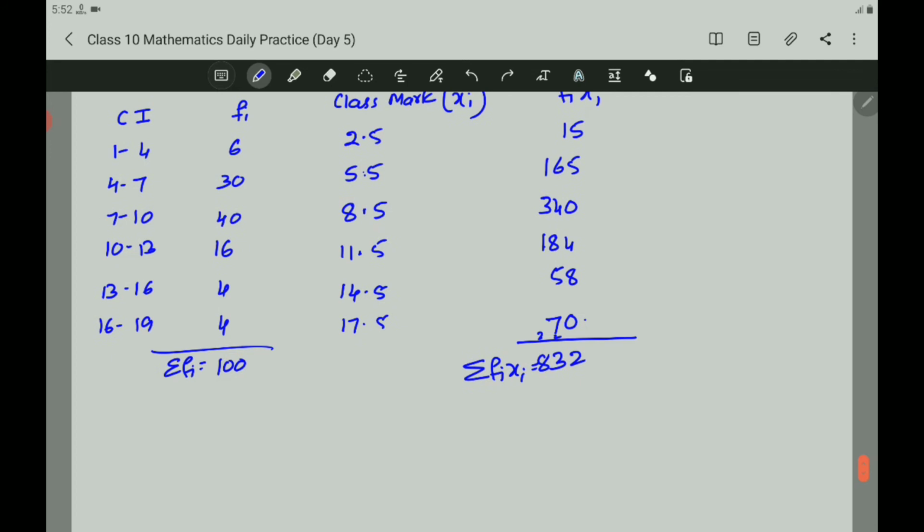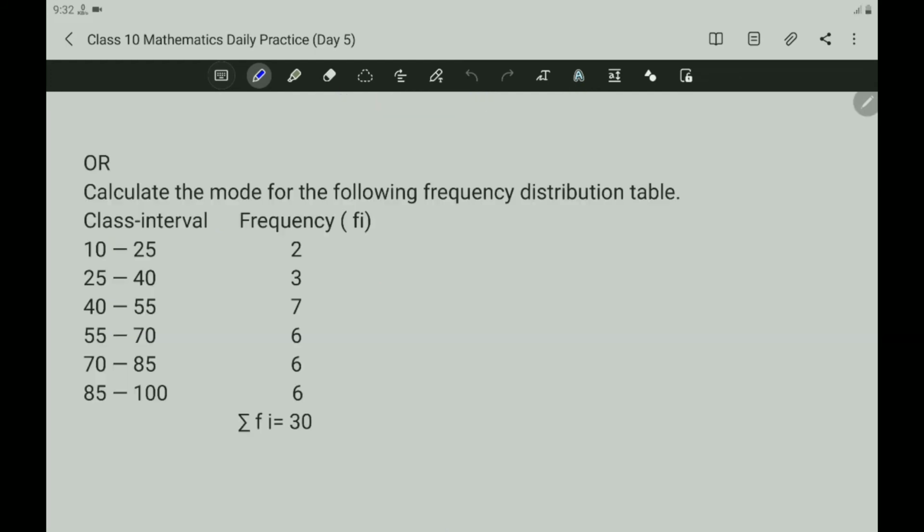Then you write the mean. Mean equals x bar equals summation of fi xi divided by summation of fi, that equals 832 divided by 100. If it is divided by 100, 2 zeros are there, so you will get directly 8.32. So what is the mean? Mean is 8.32. Now you take the OR question.